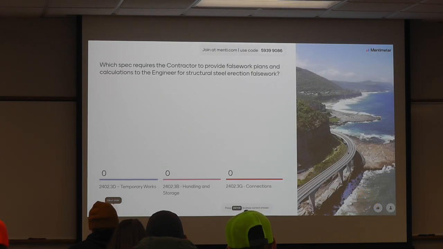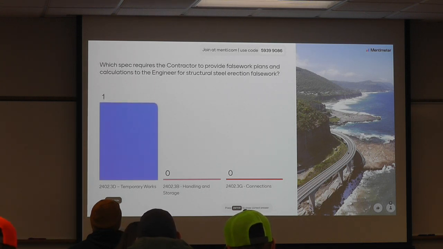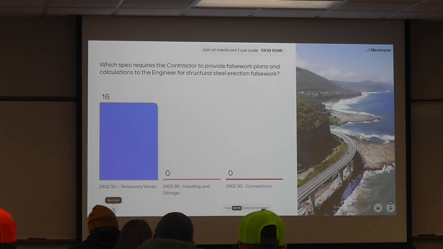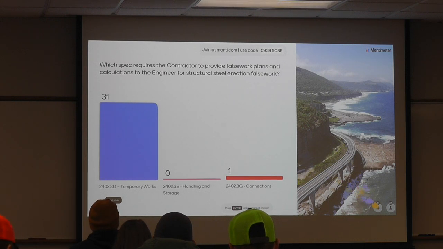Which spec requires the contractor to provide false work plans and calculations to the engineer for structural steel erection? That's it. 2402.3D, temporary works. Point 3B, handling and storage, or point 3G, the connections. Overwhelmingly temporary works, right? That spec's going to detail when it's required and what the submittal requirements are.